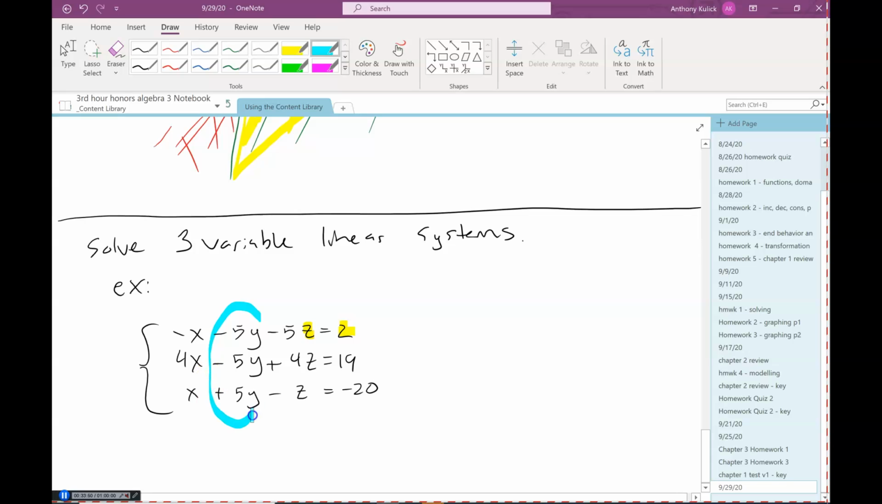Because I can just add equation C to equation A to get rid of the y's. And then I can add equation C to B to get rid of the y's. Do I have to do it that way?